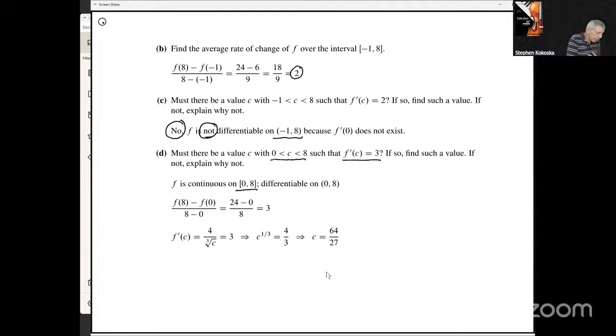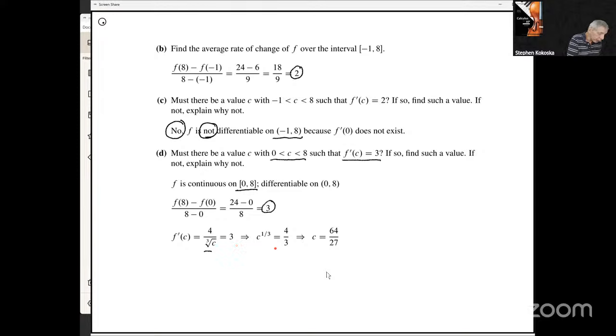So let's see. The difference quotient here is f of 8 minus f of 0 over 8 minus 0. I believe that works out to be 3. So indeed, there must be a value of c so that f prime of c, which would be 4 divided by the cube root of c, we saw that symbolic derivative a couple of pages ago, must be equal to 3.